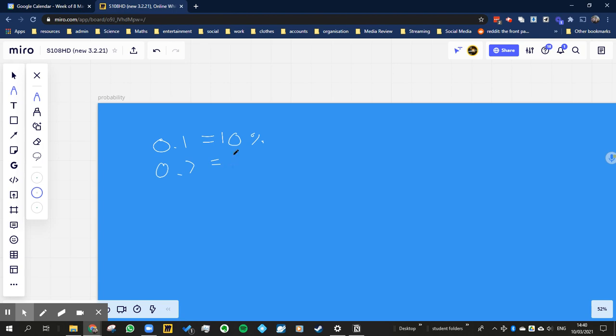0.7 means 70% chance of something happening. So obviously, 0 would be 0% chance of something happening, and a 1 would be 100% chance of something happening. Now, if you think a bit about probability, you'll notice that there's very rarely a 0% chance of something happening and very rarely a 100% chance of something happening.